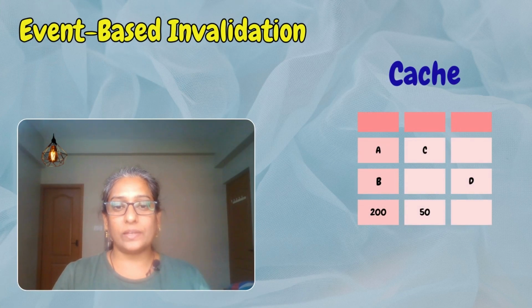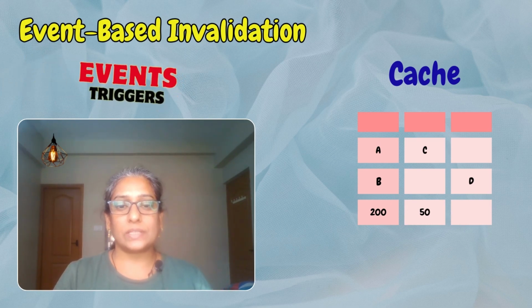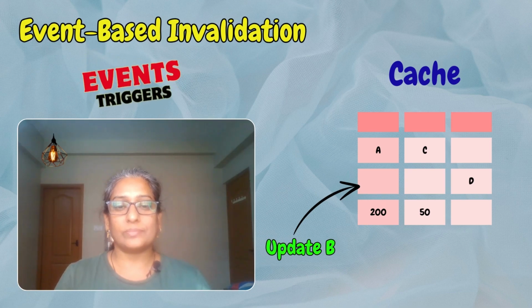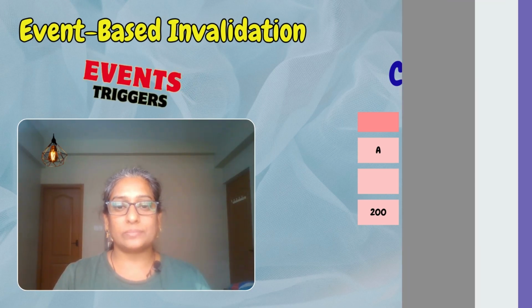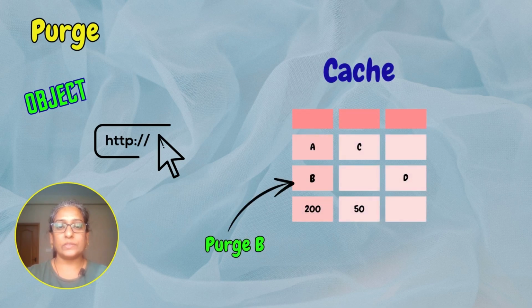In event based invalidation, the cached entries are invalidated based on specific events or triggers, such as data updates or deletions. Let's discuss some commonly used event based invalidation methods. The purge method removes the cached content for a specific object, URL, or a set of URLs. It is typically used when there is a change or update to the content and the cached version is no longer valid. When a purge request arrives, the cached content is removed immediately, and the next request for the content will be served directly from the origin server.